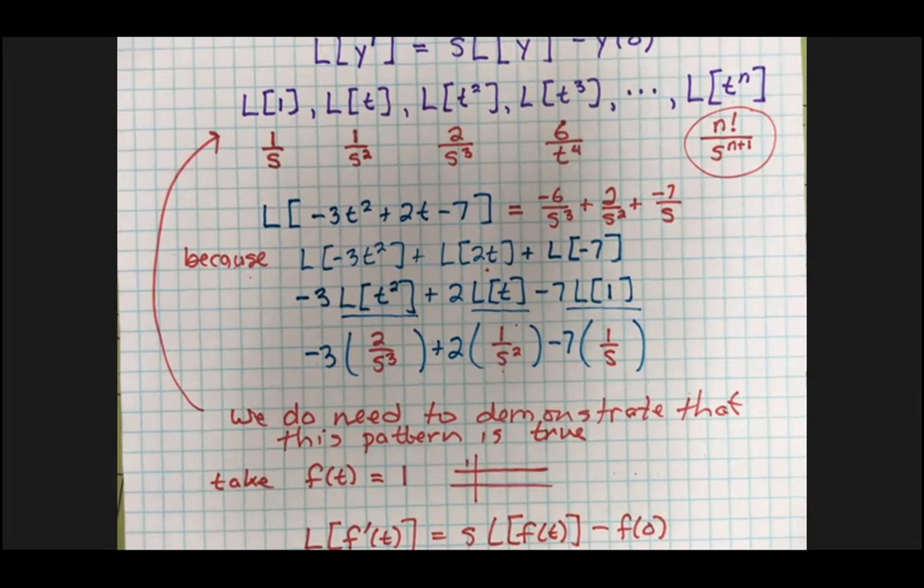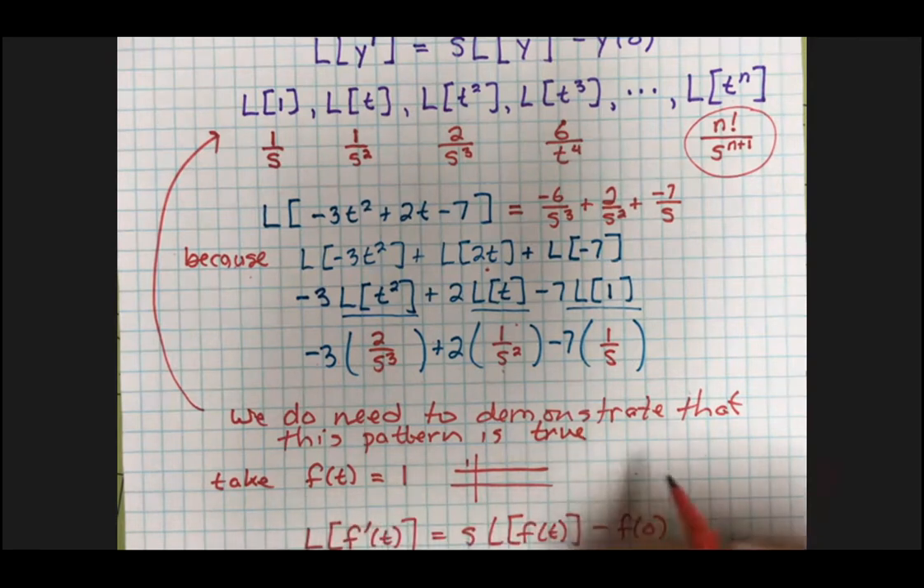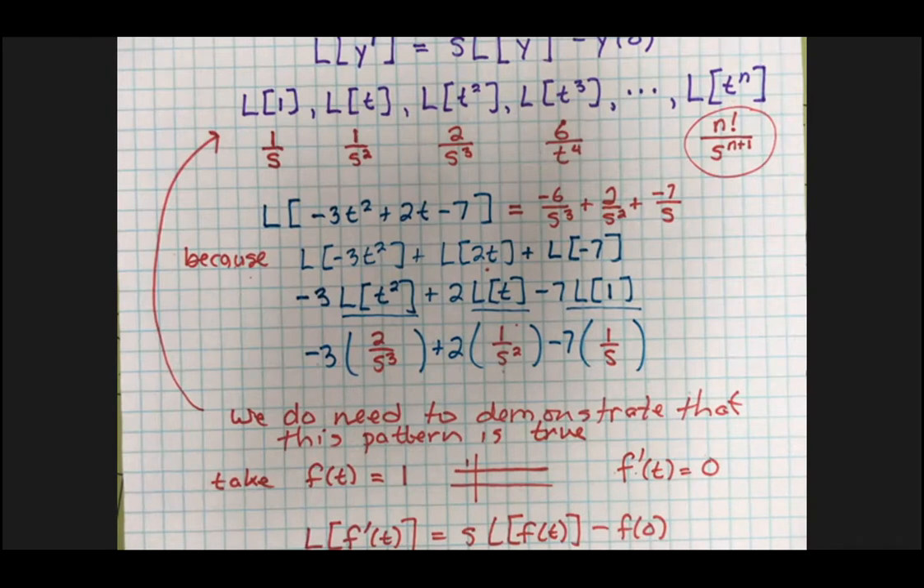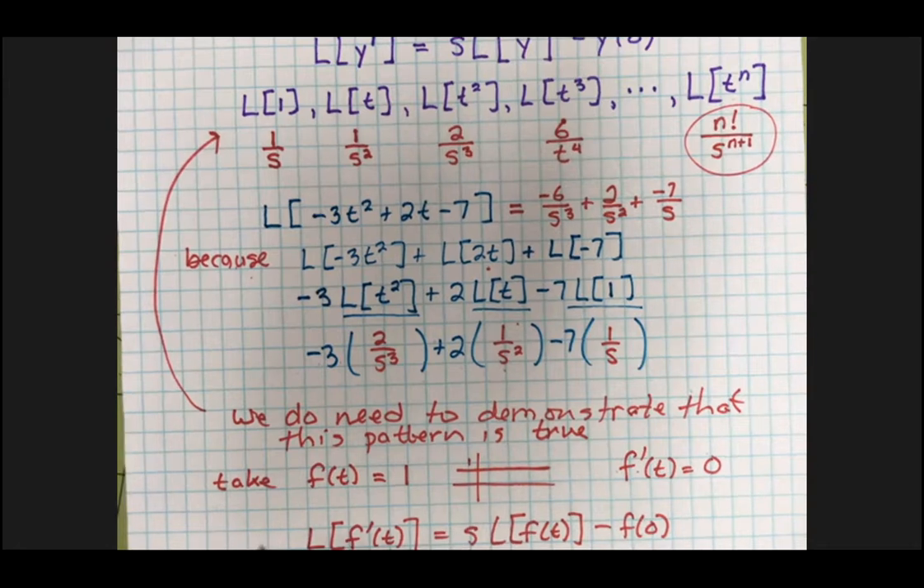Now let's fill in the blanks. F at zero is the same as F anywhere else. It's equal to one. That's not a big deal. F prime, the function F prime is actually zero, right? Because this thing has no slope. Everywhere, no slope. So this is literally the Laplace transform of zero. But whether you buy that, let's do that by the definition. See, I got two options right there.